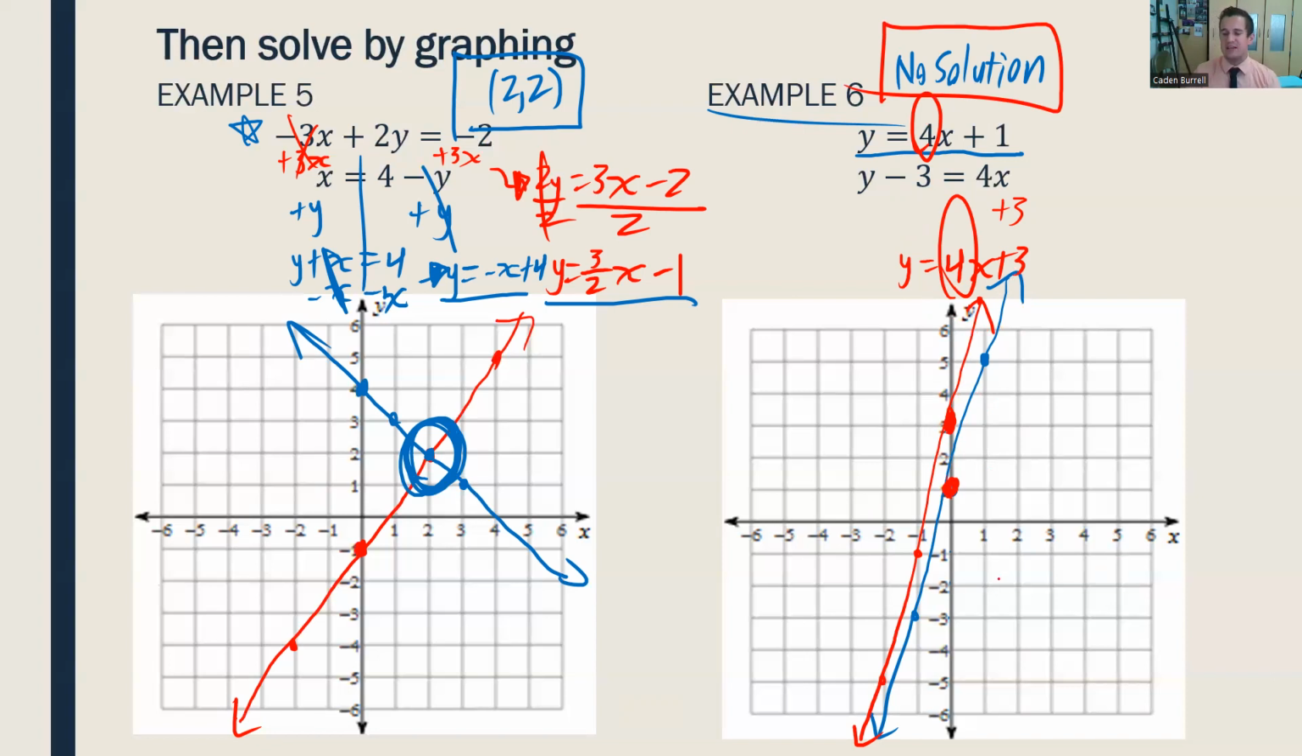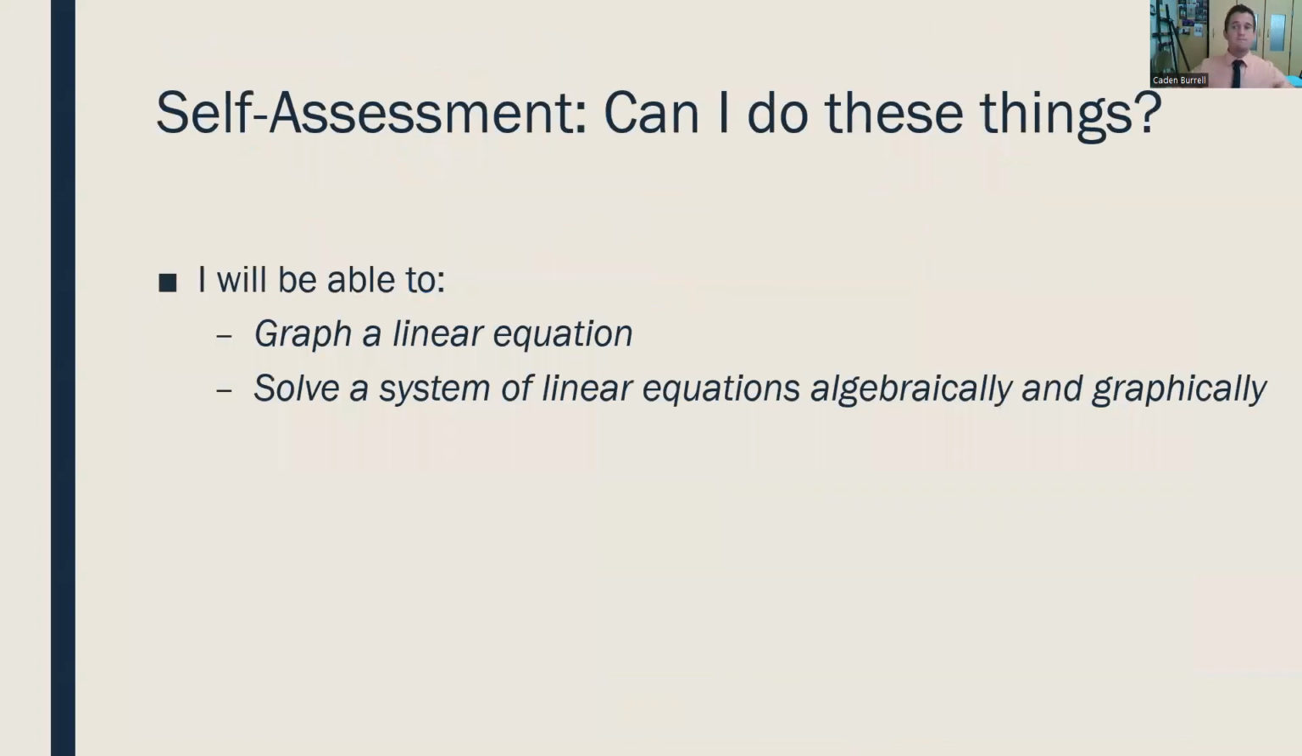If I happen to get two equations of the same line, so say I graphed this line and I had another line that went right across the top of it, that means I would have infinitely many intersection points, meaning my solution would be all real numbers, or infinitely many solutions. So those are the different situations that can happen. There's a couple of examples of solving a system of equations by graph.